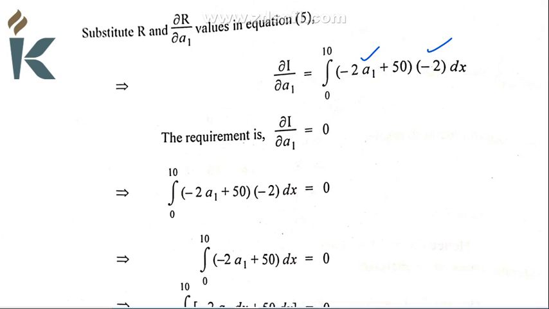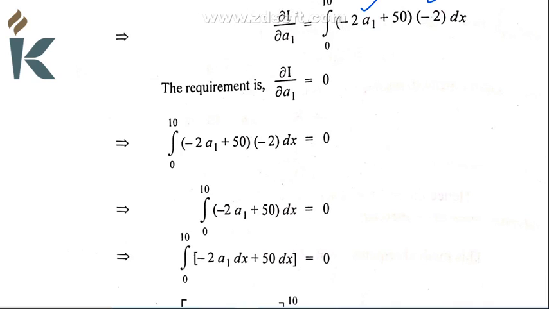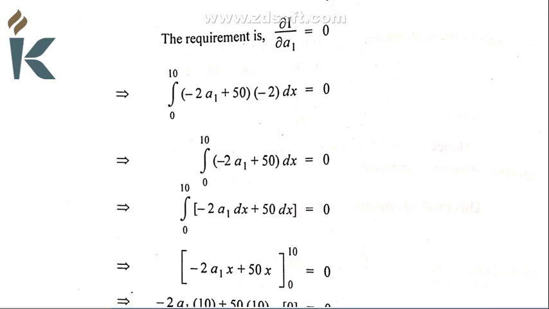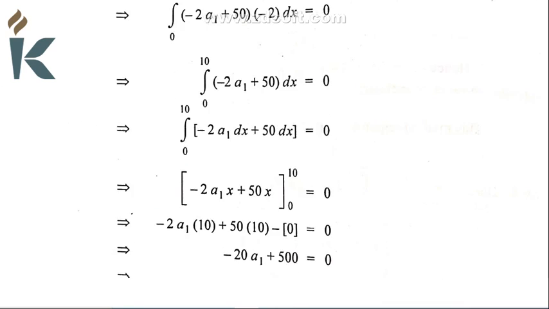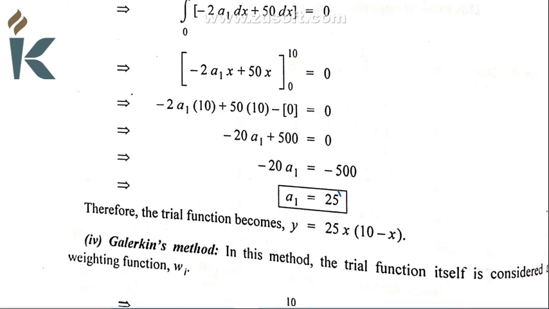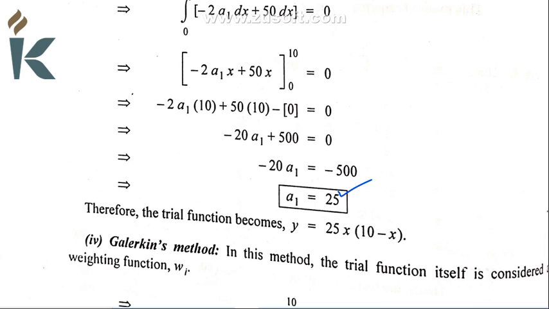Therefore minus 2a1 plus 50 into minus 2 into dx. You have to multiply this minus 2 inside: minus 2a1 into minus 2a1, what is that? Minus 4a1 plus 4a1 minus 50. Minus 100 value you have to get. So you have to apply the upper limit and the lower limit in this sum. Finally you have to get the value of a1 equal to 25. Therefore y equal to 25h into 10 minus h.